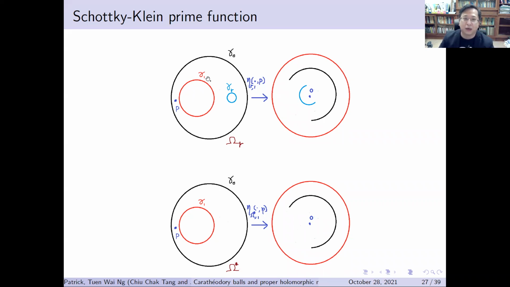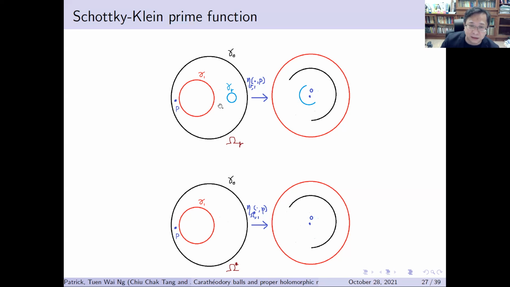Now you can map this circular domain into this circularly slit domain, and here this is our gamma 1. It will be mapped into the unit circle here, and the notation here is eta r1 p. So p would be a point here, which is going to be sent to the origin. And then we are going to look at another domain, which is called omega star.